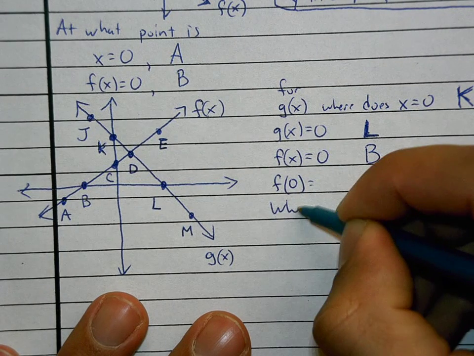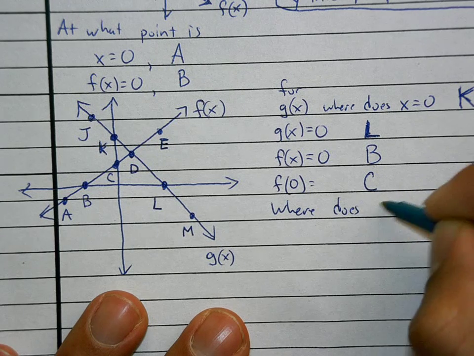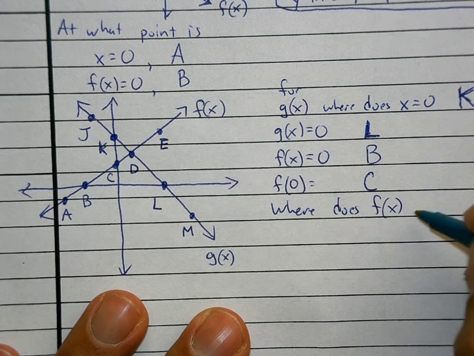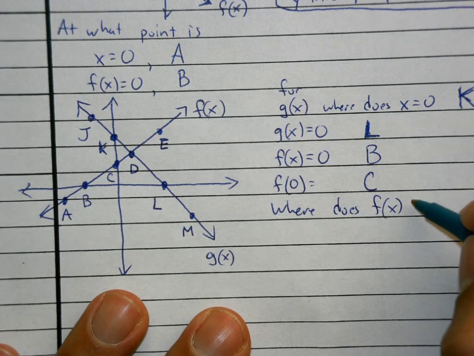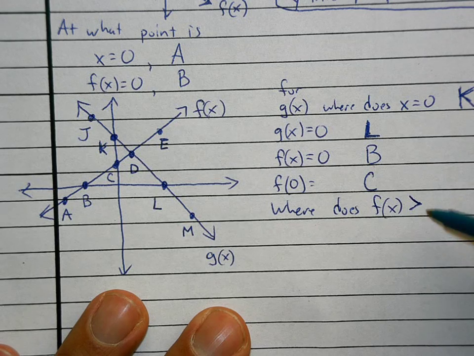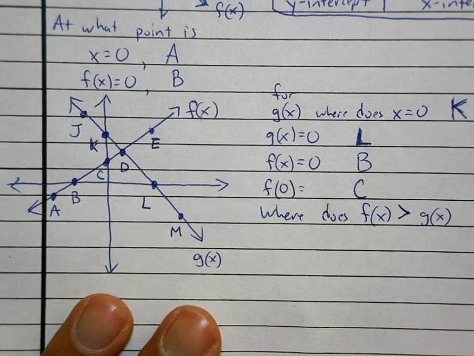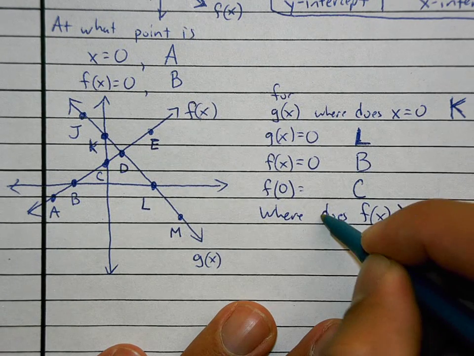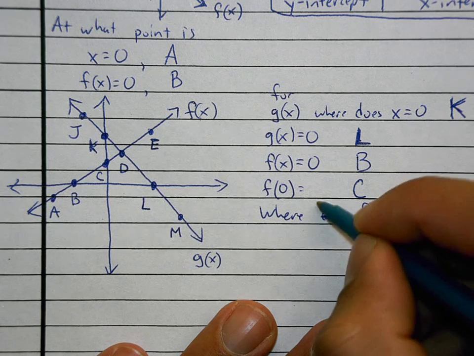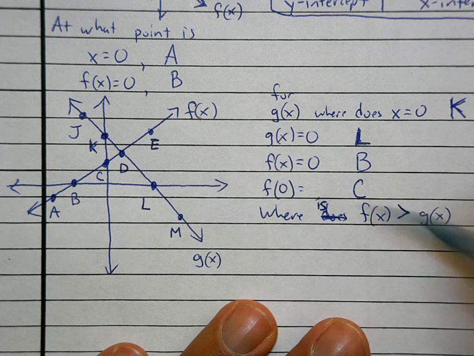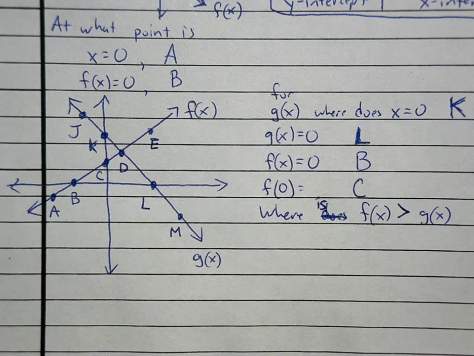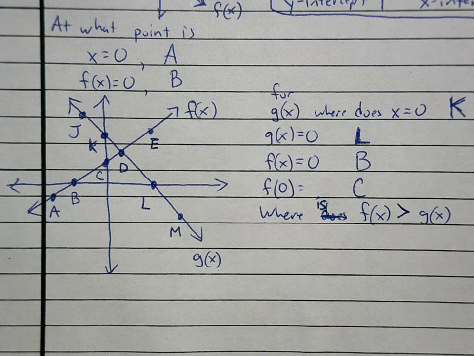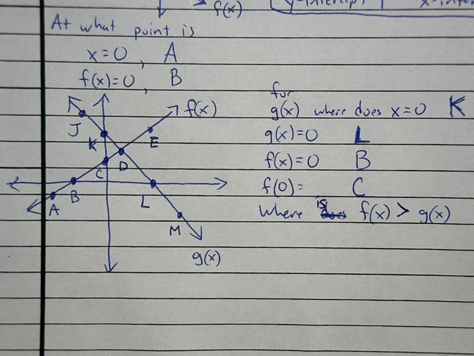Where does f of x greater than g of x? Where does, that doesn't even make sense to me. I'm sorry, my English is so bad. Where is f of x greater than g of x? It might be 1 point or it might be several points.